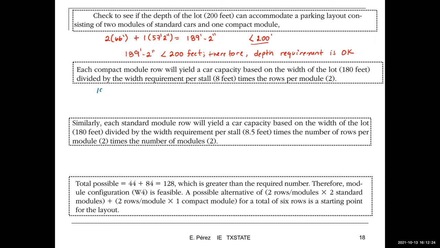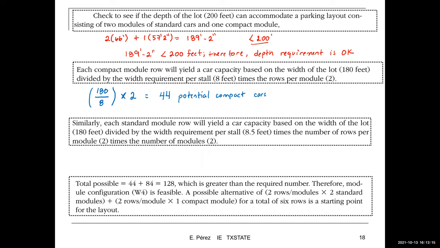So we're gonna have 180, that's the width, divided by 8, which is the width of the parking space. And then we're gonna multiply this times 2, because we're gonna have two lanes in that module. And this is gonna be equal to 44 potential compact cars. So based on that, we wanted 30. We had space for 44 so far.